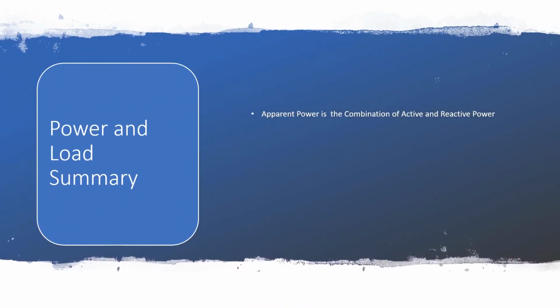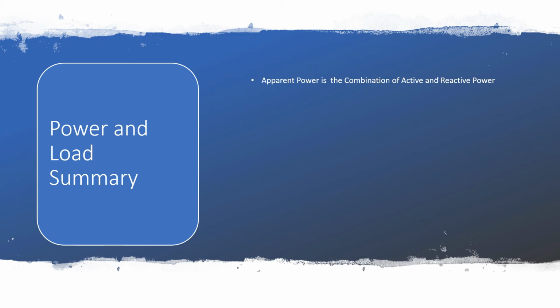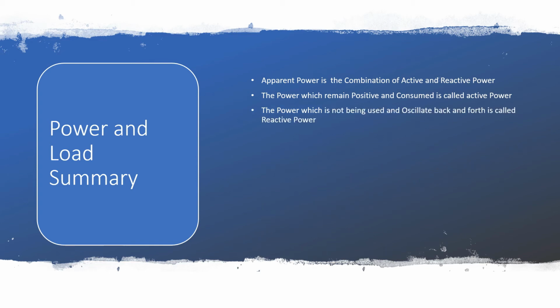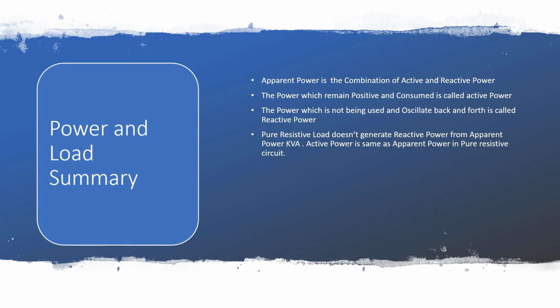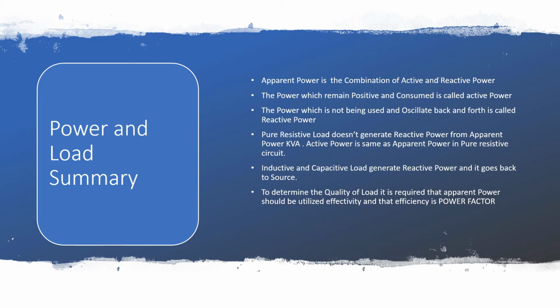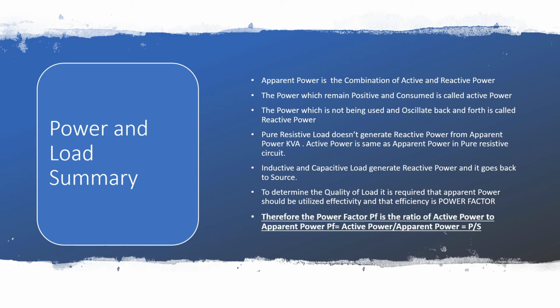Power and load summary. Apparent power is a combination of active and reactive power. The power which remains positive and is consumed is called active power. The power which is not being used and oscillates back and forth is called reactive power. Pure resistive load doesn't generate reactive power, and active power is the same as apparent power KVA in a pure resistive circuit. Inductive and capacitive loads generate reactive power and it goes back to the source. To determine the quality of load, the apparent power should be utilized effectively, and that efficiency is power factor. Therefore, the power factor is the ratio of active and apparent power.